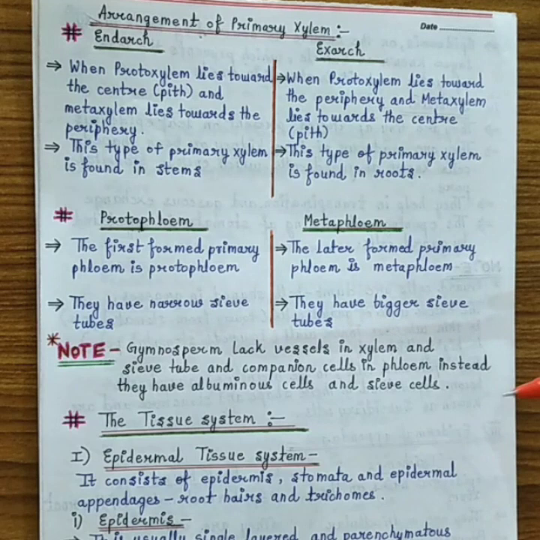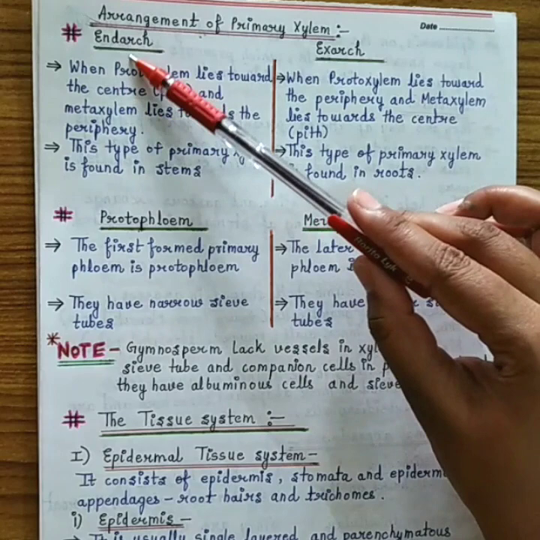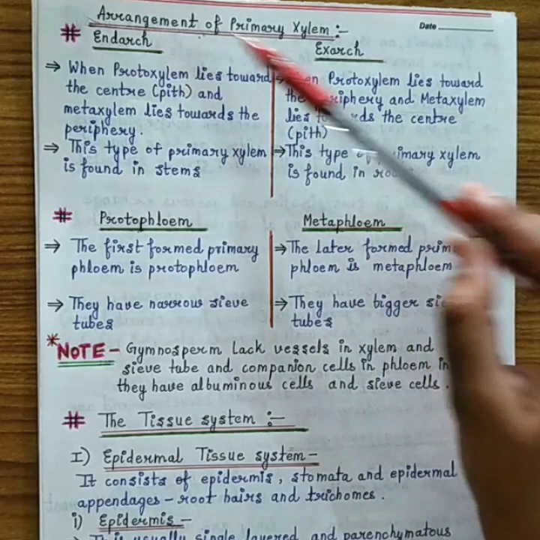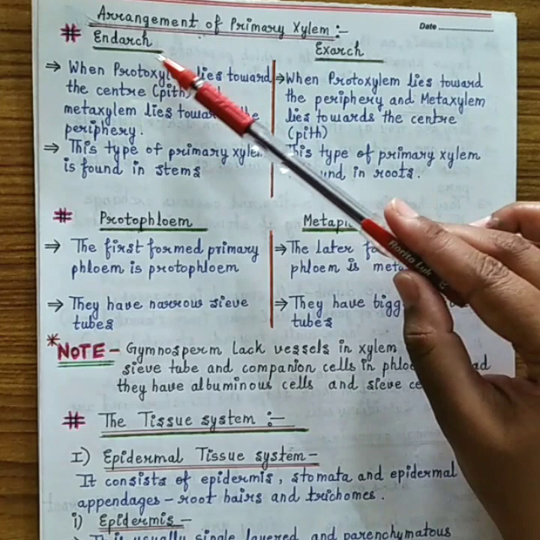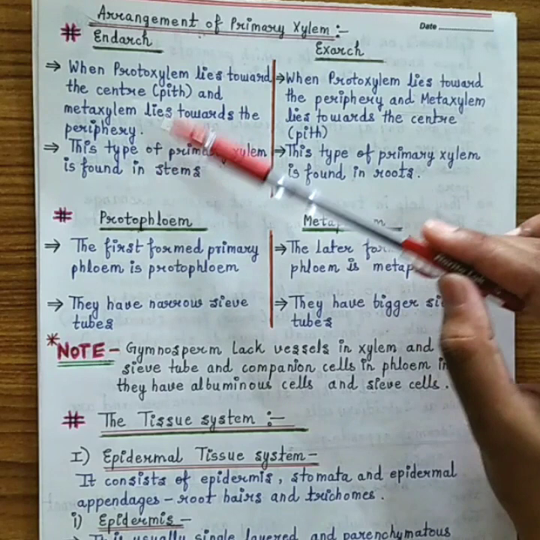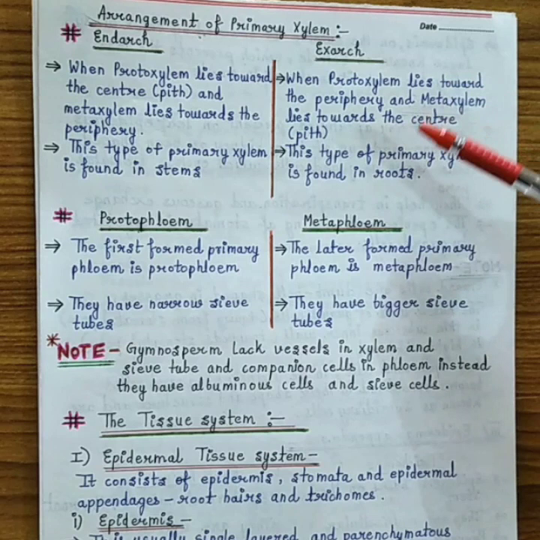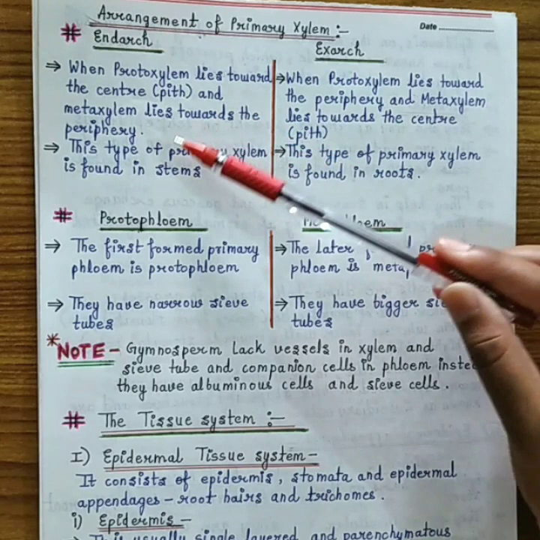So you can just make a trick: arch, endarch. Arch ko aap protoxylem assume kar lo. Now endarch means protoxylem inside and exarch means protoxylem outside. Endarch mein arch ko you assume protoxylem, ki arch ka matlab protoxylem hai and it is inside because endarch. To agar protoxylem inside hai to metaxylem outside hoga. And exarch mein what will happen? Protoxylem is outside towards the periphery and metaxylem is towards inside. So this was a trick to help you out in remembering endarch and exarch condition.